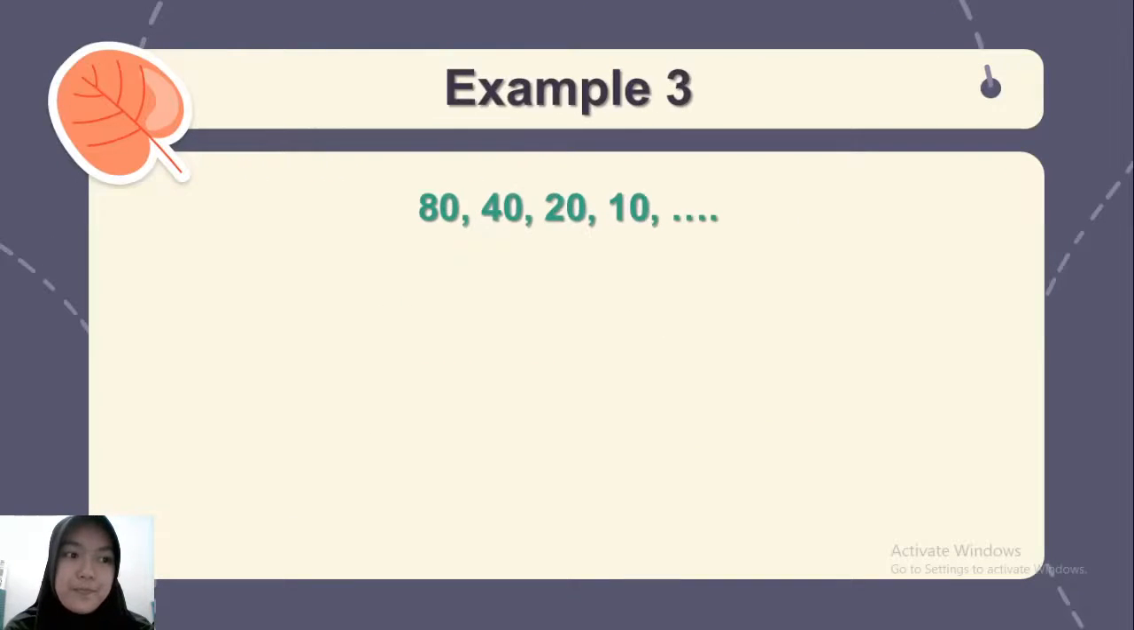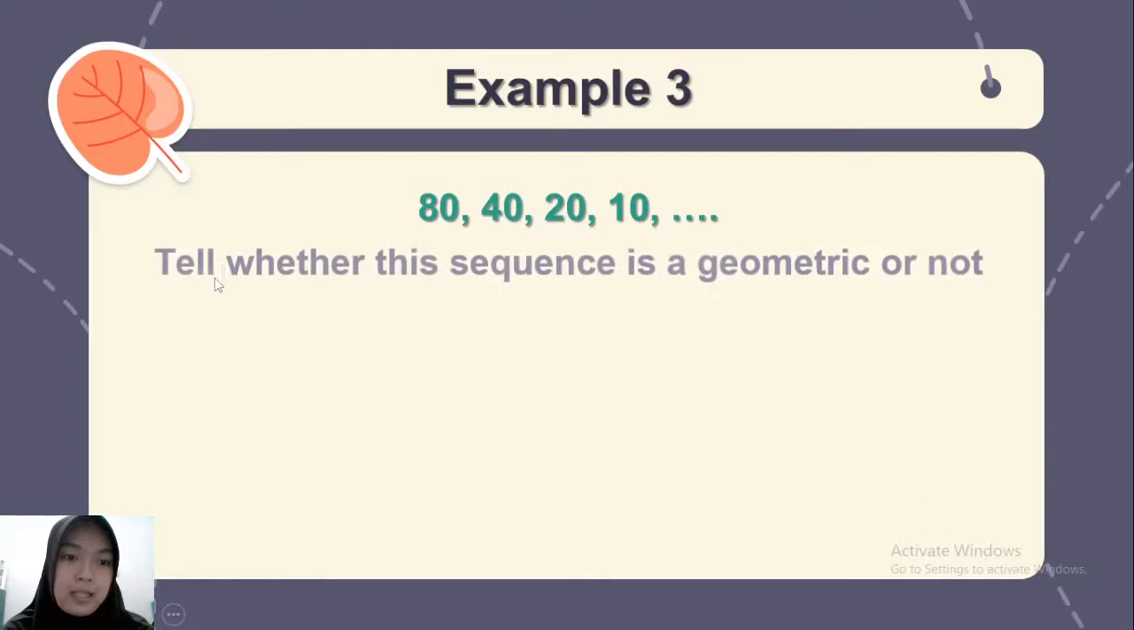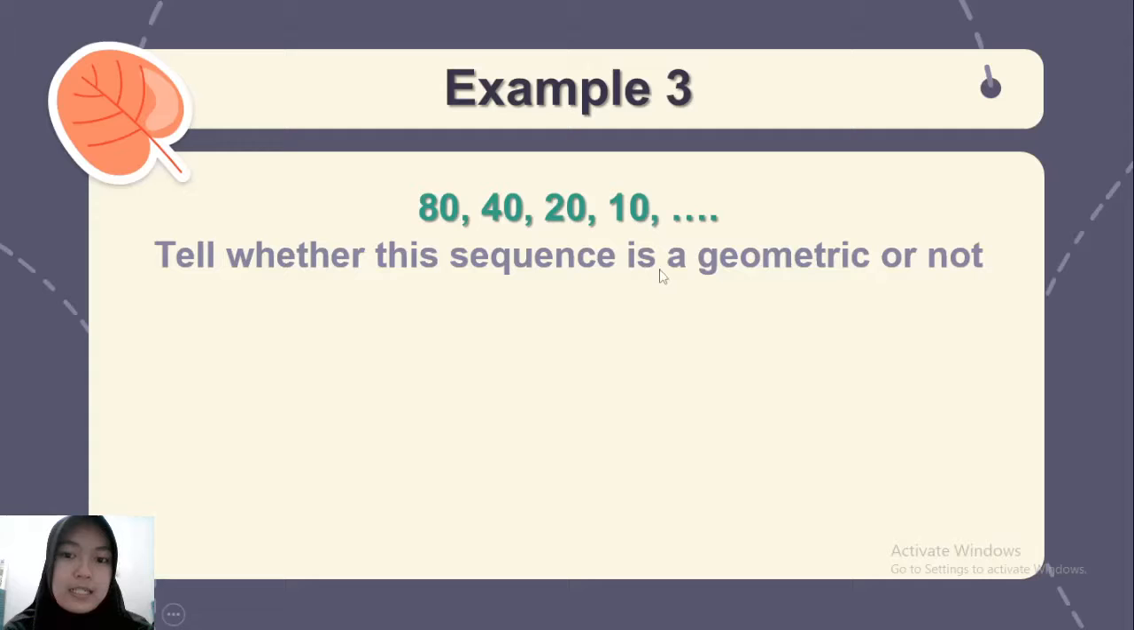Next. This time, let us try to determine whether this sequence 80, 40, 20, 10, and so on, is geometric or not. Notice that succeeding terms after the first were reduced to half. Then we can predict the common ratio is equal to 1/2.